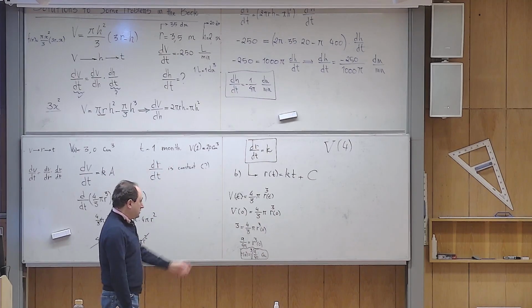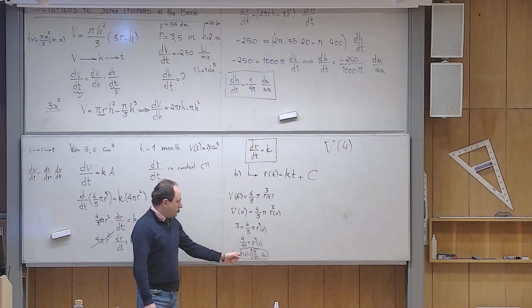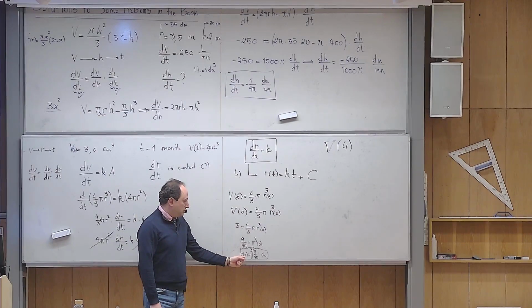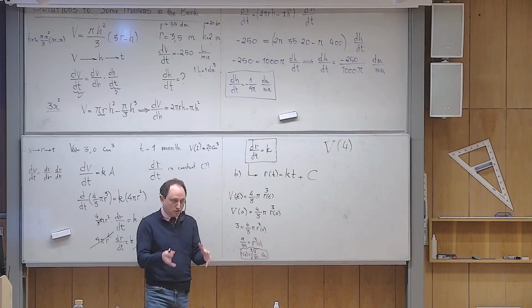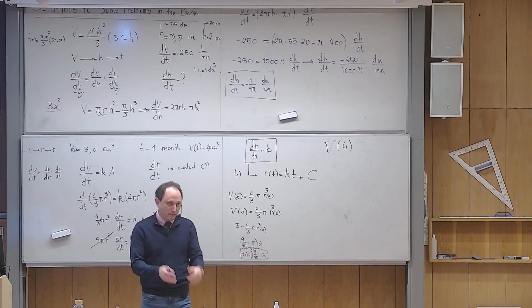Okay? So is that understandable? So if I ask you to write this in words, what do you write? You would say that the initial volume of this sphere is this number.